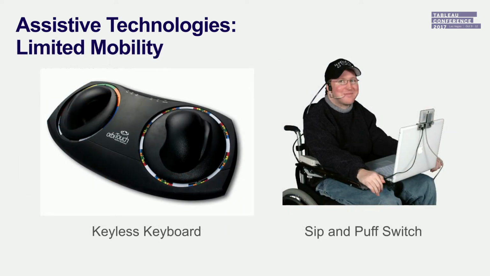For limited mobility, maybe you would use a keyless keyboard. If you don't have full use of all of your fingers, maybe you use a keyless keyboard, and this is based on the different angles that you move these two discs. The different combinations will input different characters into the system. On top of that, a sip and puff device. If you only have control of your lungs, you can inhale and exhale at different frequencies into a straw, and it will input different characters into the system as well.